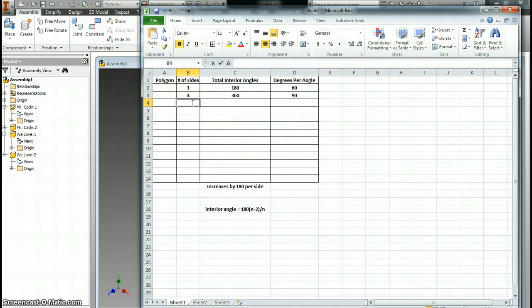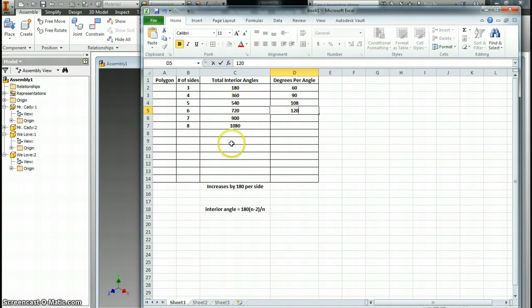Every time you add a side to your polygon, we'll just go up to 8 for now, you're going to add 180 degrees to the total interior angle. So it becomes 540, the next one will be 720, and then up to 900, and then we get up to 1080. So what that looks like is 540 divided by 5 gives us 108. 720 divided by 6 interior angles means that every interior angle is 120 degrees.